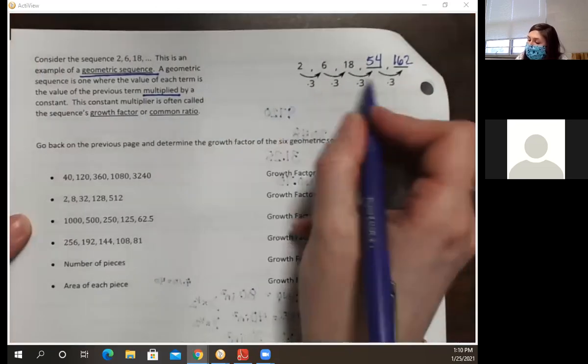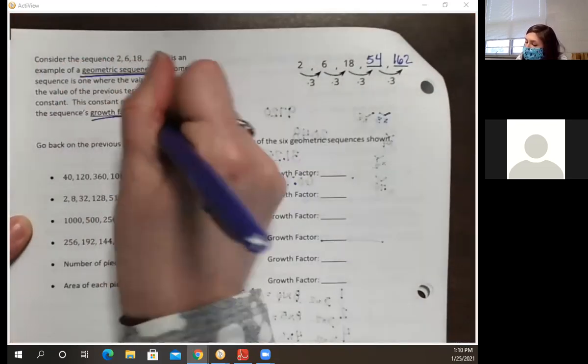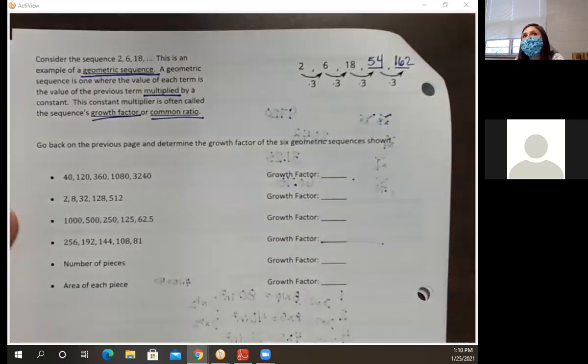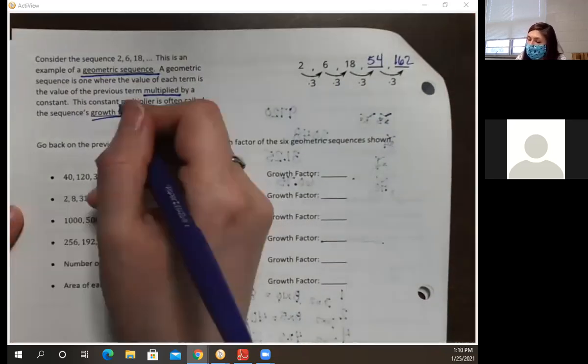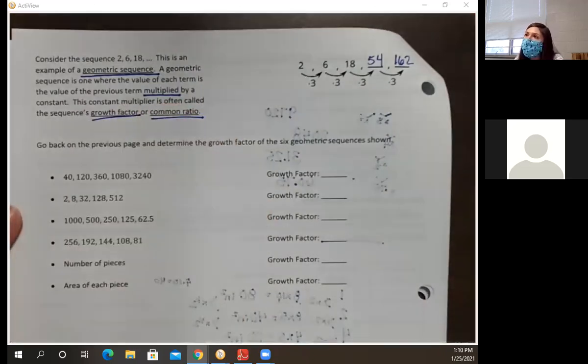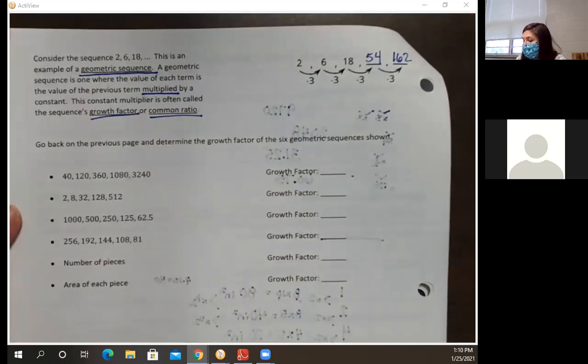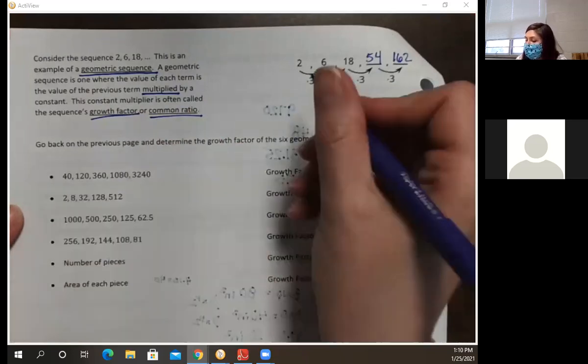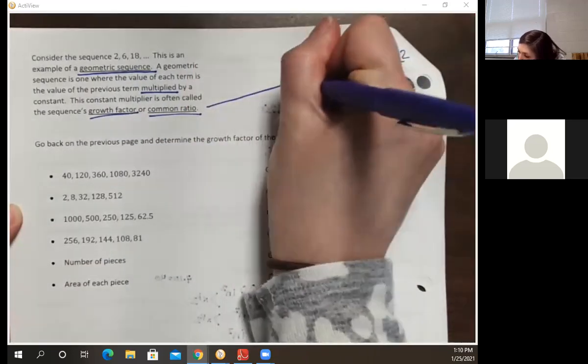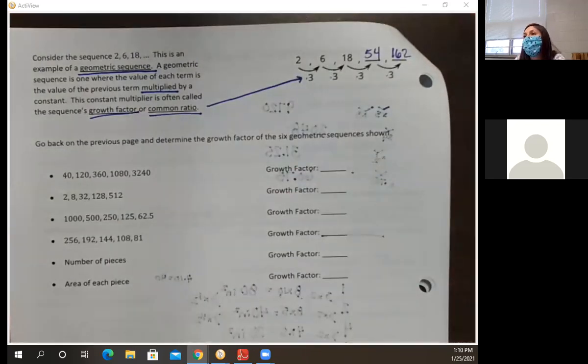That number that we multiply by is called a growth factor or a common ratio. In Algebra 2, when we talk about exponential functions, we'll use this term growth factor a lot. Growth factor or common ratio, they mean the same thing. And we're looking at what is it that I multiply to get to the next term.